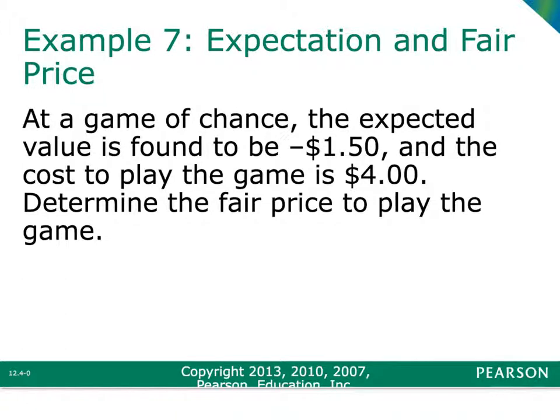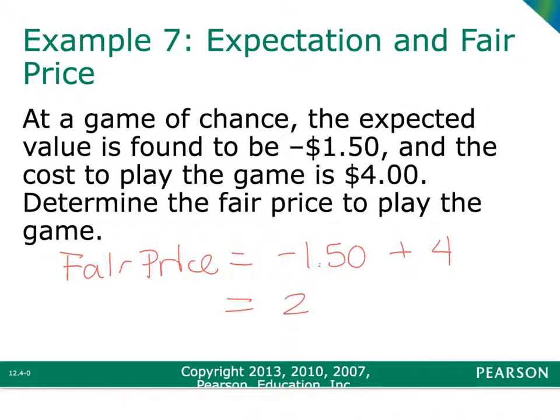So I have one more example for you where I ask you to calculate fair price. At a game of chance, the expected value is found to be negative $1.50. So that's a lot like that door prize we just did. The cost to play the game is $4. Determine the fair price of the game. Okay, so in order to calculate your fair price, you take how much you can expect to make, which we're going to make a negative amount, plus the cost to play the game, and you will add those two together. The fair price for this game is $2.50.